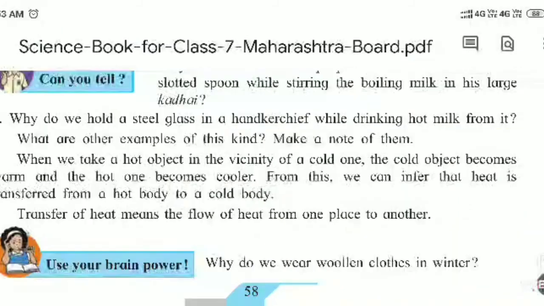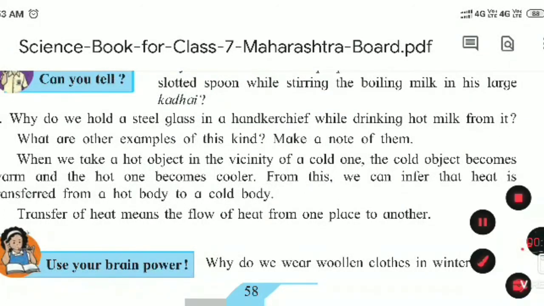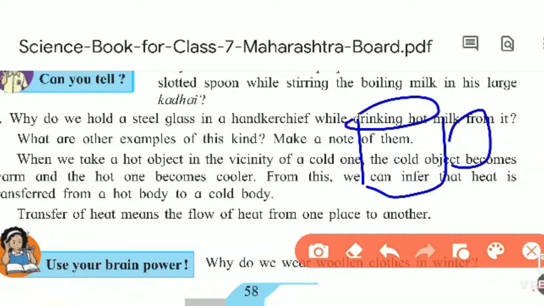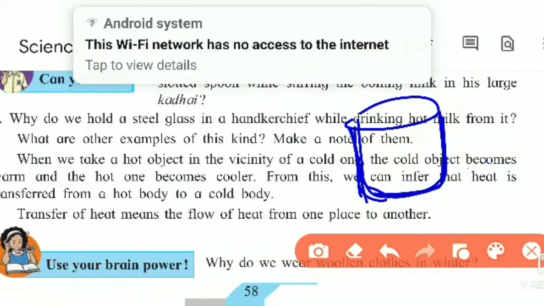Yes, so as we know, steel is a good conductor of heat. So whenever we pour tea into this steel cup, the steel becomes hot. Or if, instead of this, you are using a glass, then what happens? The glass becomes hot, and what happens? Our hand will get scalded.